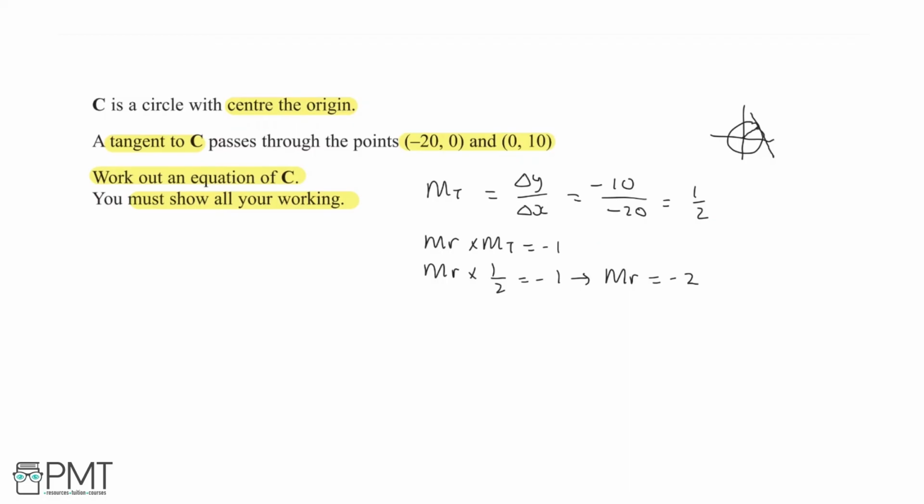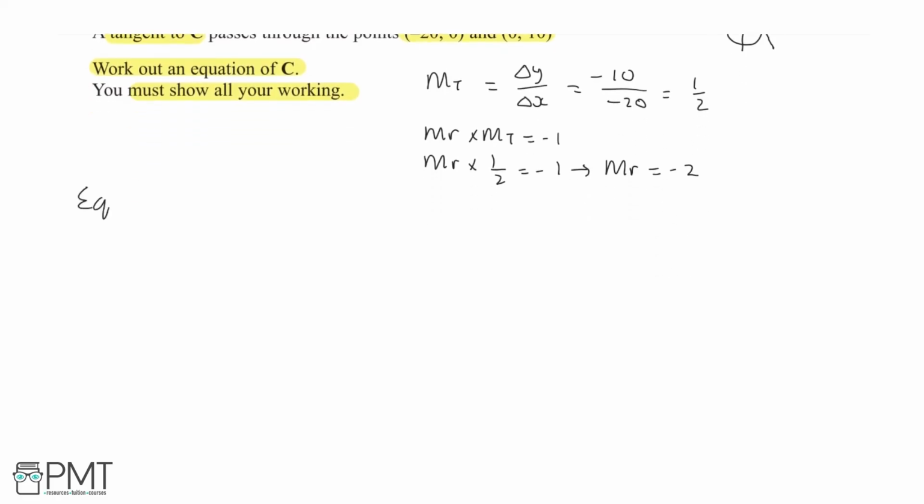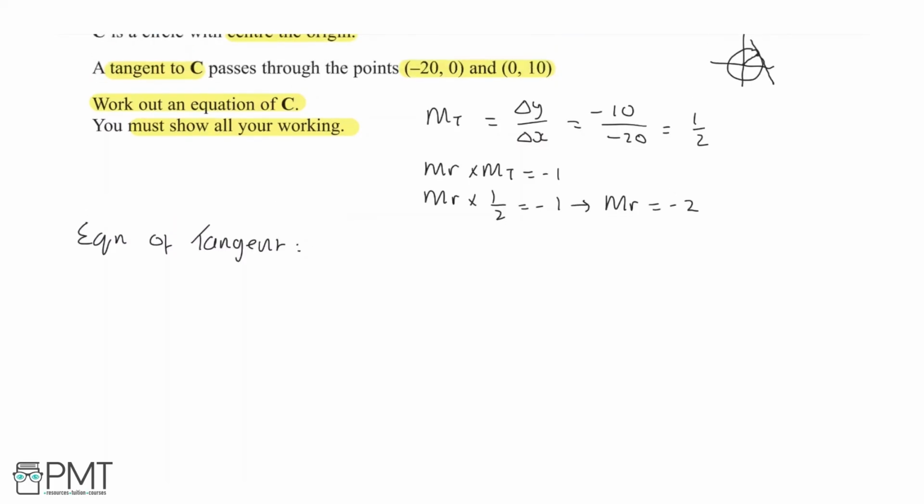Now we're going to use our two gradients to work out the equation of our tangent and the equation of our radius. Equation of tangent: this will take the form y = half x + c. We can use one of these points. We'll just use the point (0, 10) because it's easier. We'll say that 10 = half of 0 + c, and therefore c = 10. Therefore, y = half x + 10.